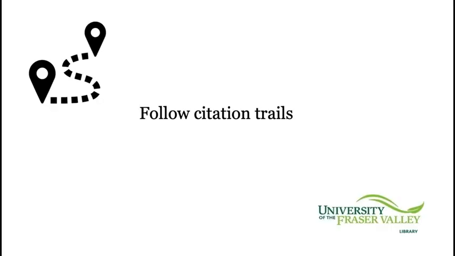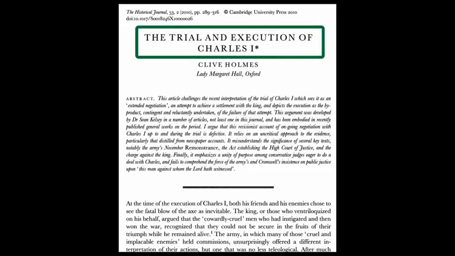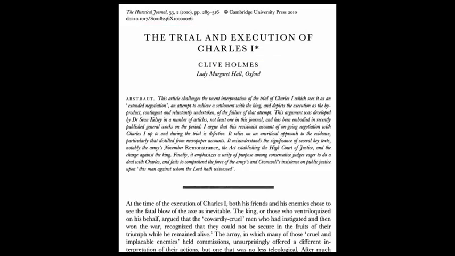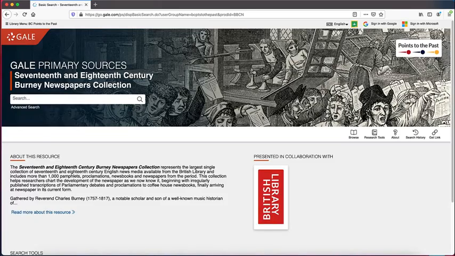We can also follow citation trail. I'm going to change my topic to the trial and execution of King Charles I. Here is an article on the trial and execution of King Charles I. As I read this, I'm going to pay attention to the citation. On page 293, I notice mention of the news editorial, and I'll follow the footnote. If the information is relevant, I can look it up. Let's give this a try.